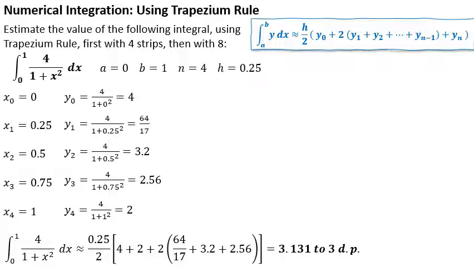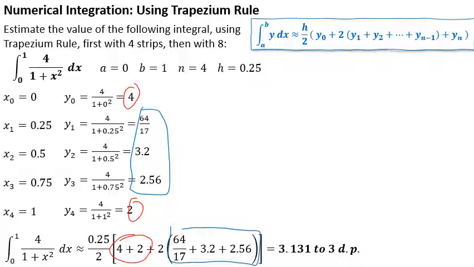Then we put them into the formula. We've got the two ends, 4 and 2, they appear here. And then we've got the middle bits. All of these pieces go in there. We have 2 lots of that. We multiply by the height over 2, and we get 3.131.